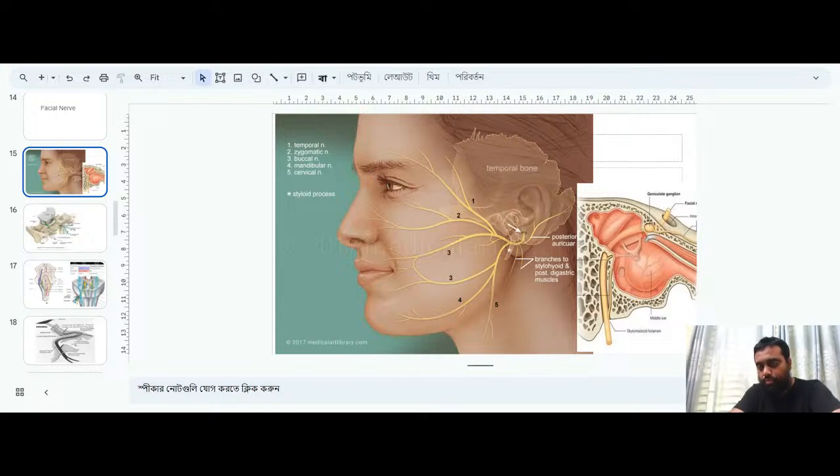So both of you gave the same answer: if there is a lower motor neuron lesion, there is no wrinkle, and if there is an upper motor neuron lesion, there is wrinkle. I think you are clear about the explanation. Though you are clear, I want to make sure. This is the lower motor. This nerve conveys the lower motor fiber, and the upper motor fiber is above here.